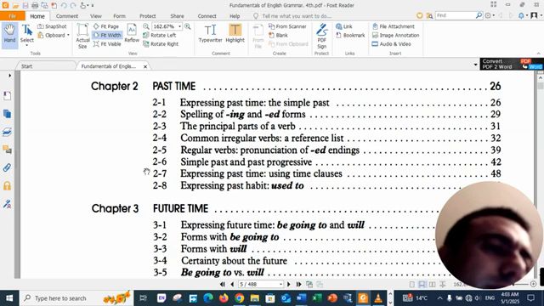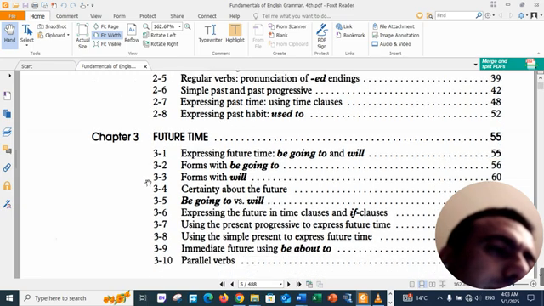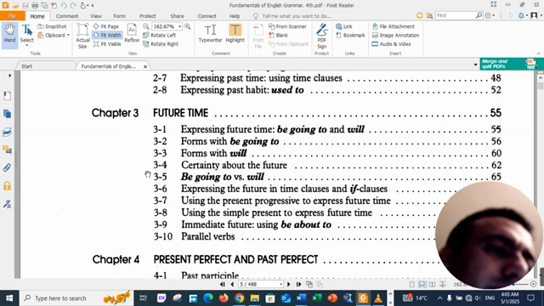And 2-6, simple past and past progressive. 2-7, expressing past time using time clauses. 2-8, expressing past habit, used to. Chapter 3, future time. 3-1, expressing future time, be going to and will.